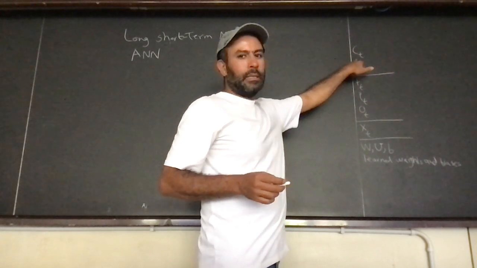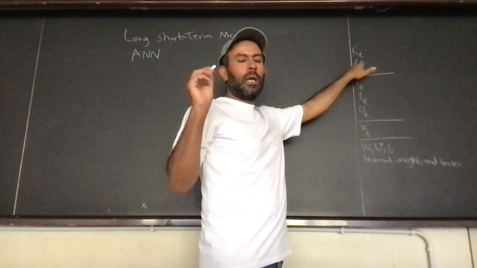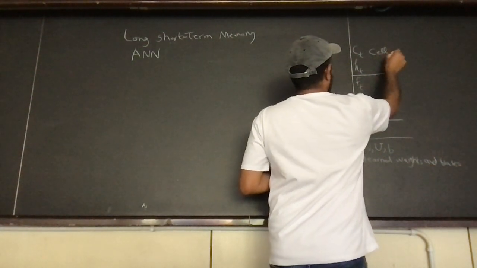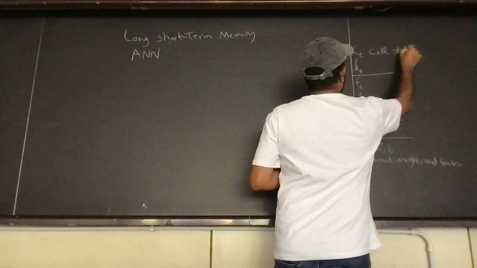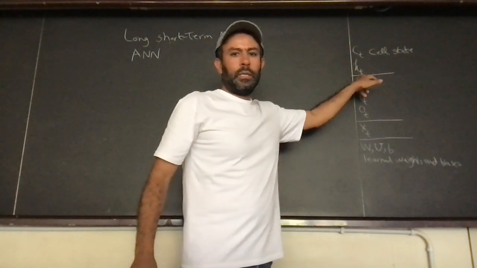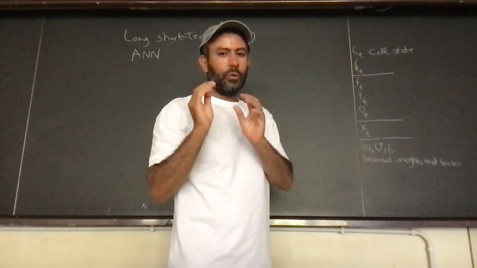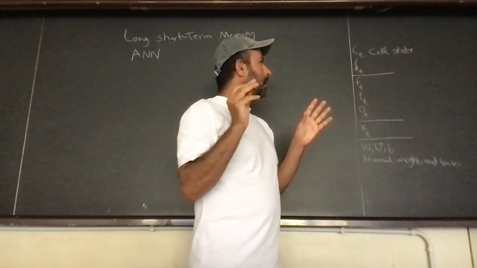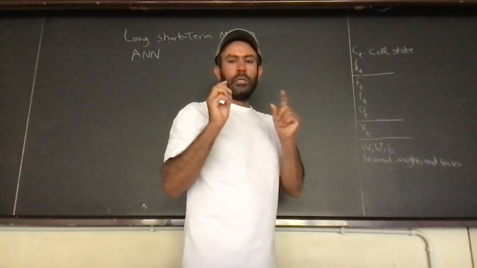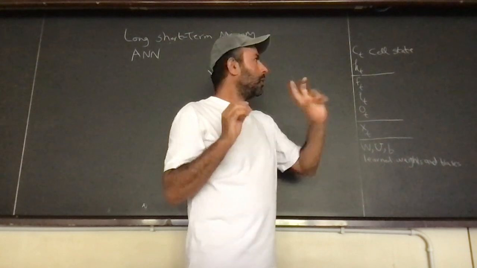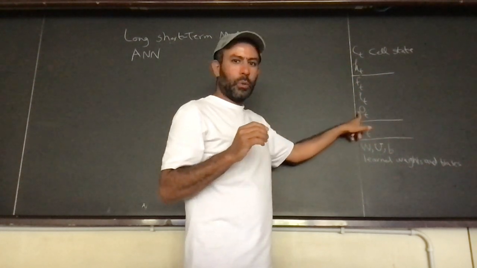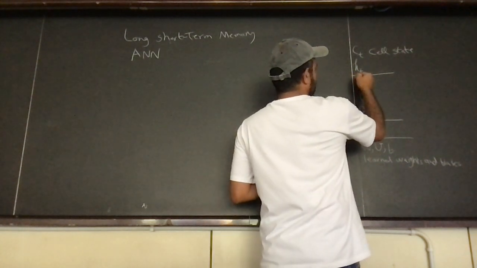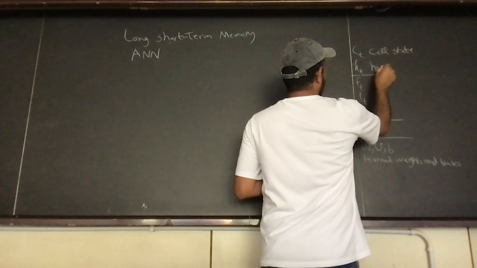C sub t is the cell state, which represents the long memory cell state. H t represents the hidden state for short memory, and it's a non-linear transformation of the long memory into the output space, as we will explain now. H sub t is the hidden state.